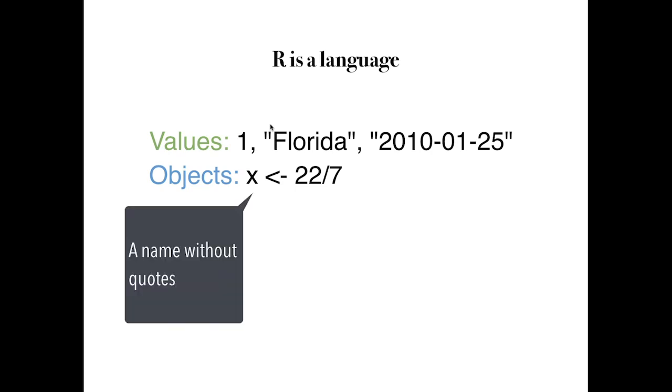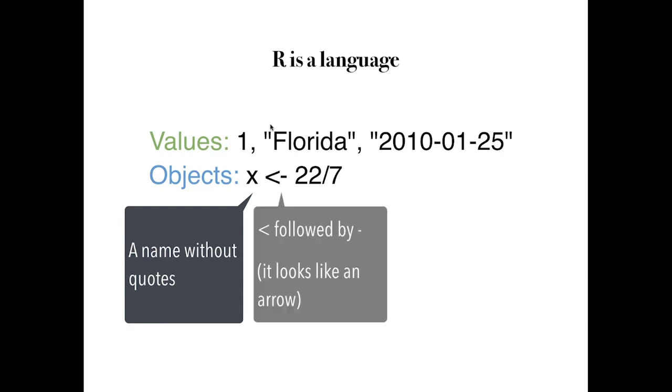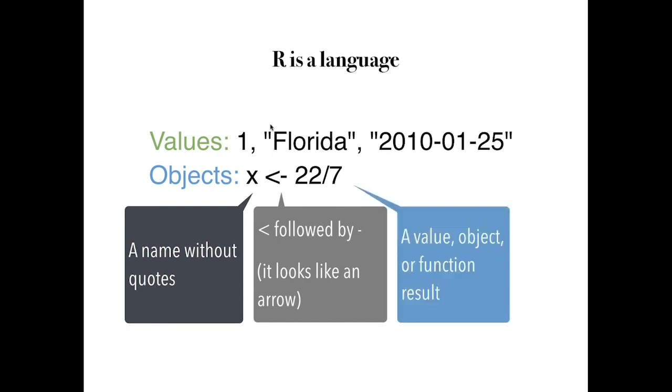So a couple of important distinctions about R and this language. An object is a name without quotes, all right? It can have some numbers in there, but it's a name, and it cannot have quotes. It is followed by this thing that looks like an arrow. And then we have a value, an object, a function result, and so on. So objects can be a lot of different things.